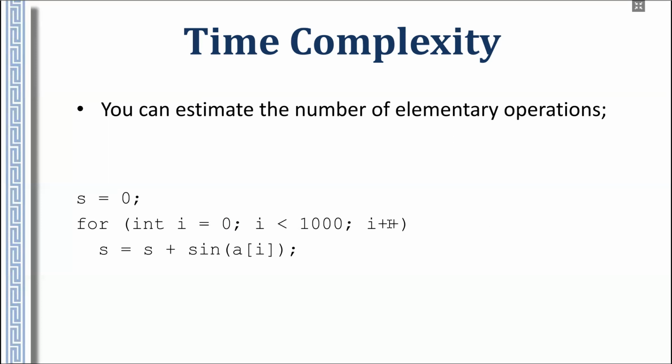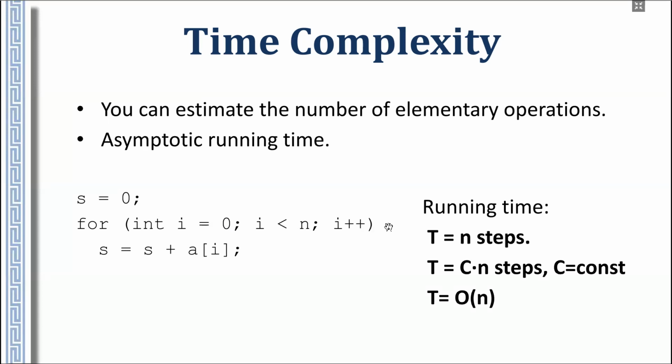We use asymptotic running time. What is it? We count the number of steps that our code does, such that each step takes some constant time, not very big. And in that case, we write that if it does n steps, the time complexity or running time is O(n).